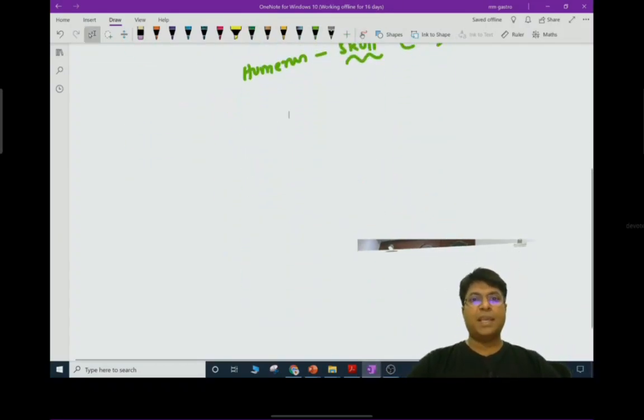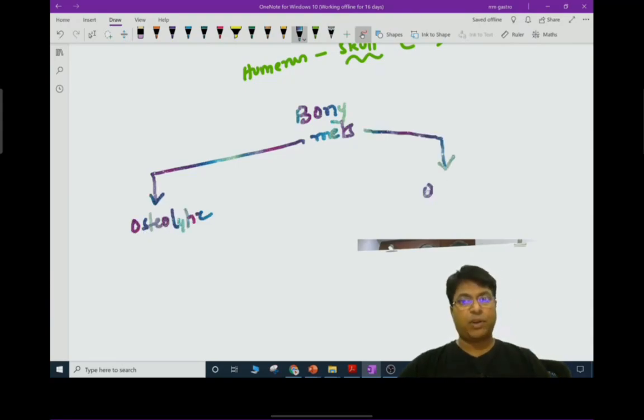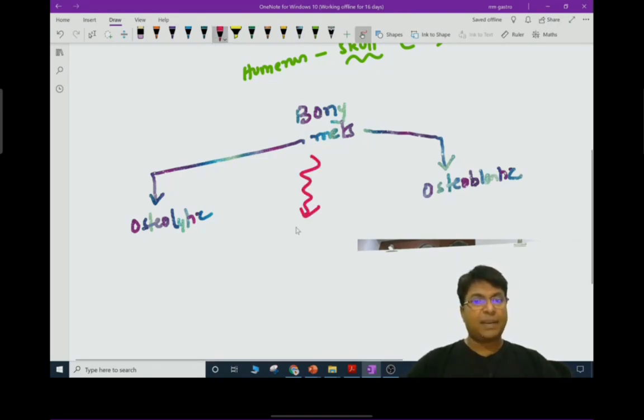Bony mets can be of two types: osteolytic and osteoblastic. Please don't forget, this is very important for your exams. Osteolytic and osteoblastic are the two types of mets we get, and this can be further divided into a third type, mixed.